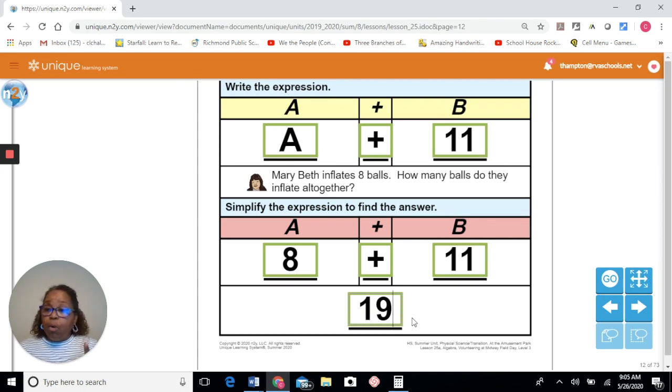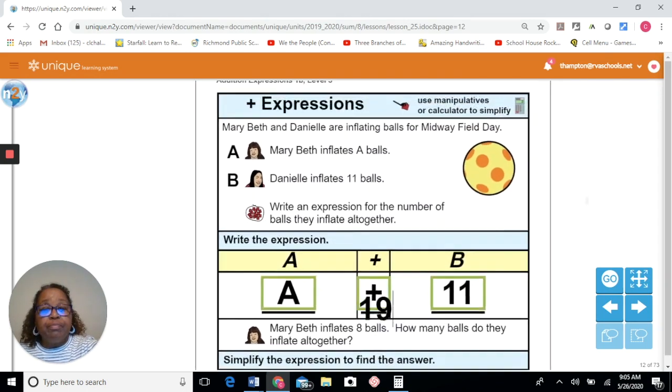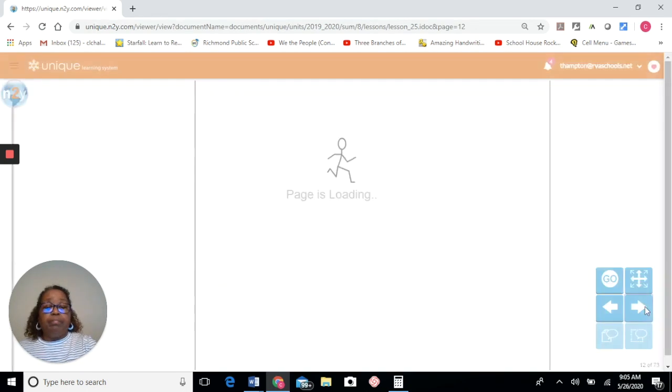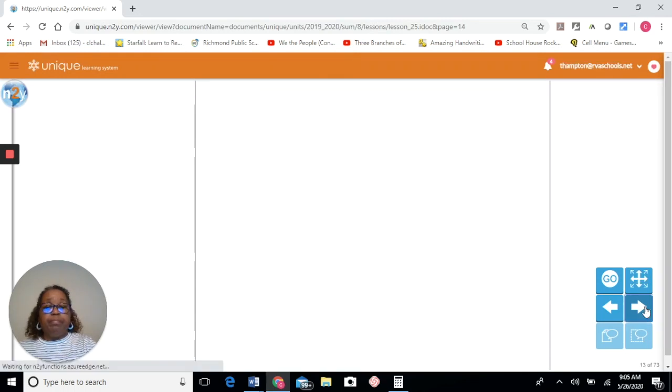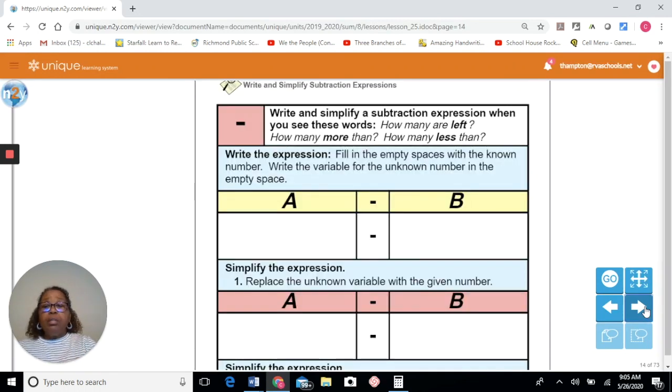Very good. You want to do one more? Let's do one more before we leave. All right. Well, let's do subtraction this time. This time we want our operation to be subtraction.